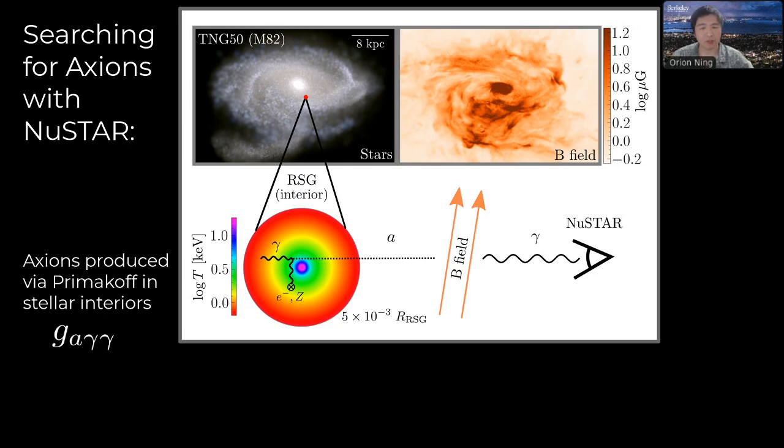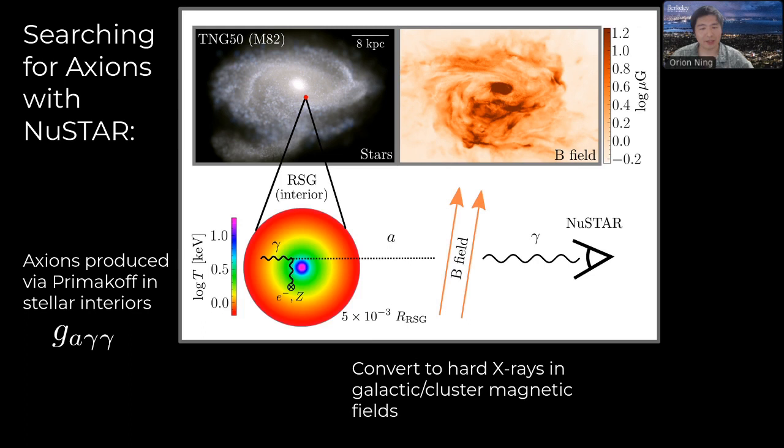First, through the axion-photon coupling, axions are produced through the Primakoff process within the ensemble of stars in M82 and M87. In the lower left, we illustrate this occurring in the core of a typical red supergiant star in M82. Red supergiants are a class of stars that end up contributing a dominant component of the total axion luminosity predicted from our galaxies. Next, the axions convert to hard X-rays in the strong magnetic fields of M82 and, in the case of M87, the Virgo cluster. These X-rays are then observed with the NuSTAR telescope.